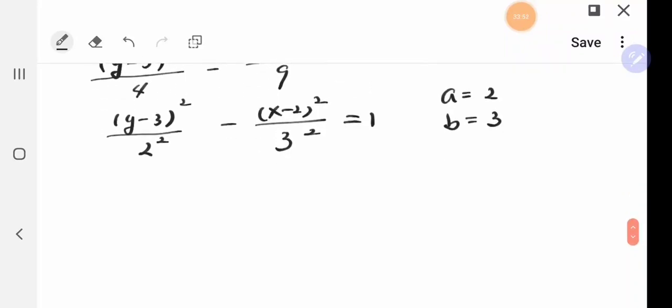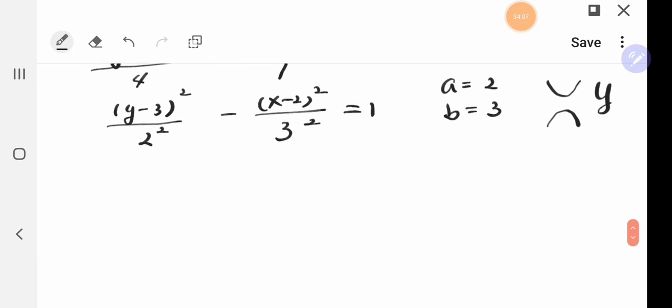Since the y squared comes first, the graph should look like this. It looks like this, opening up and down along y. So the transverse axis is the y-axis. Let's graph this one.